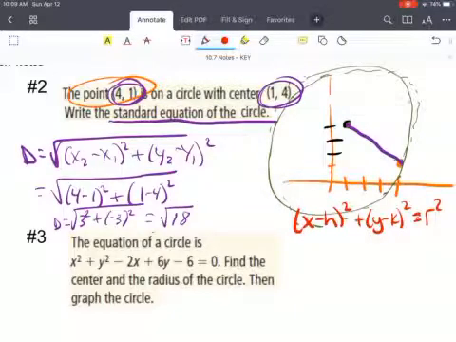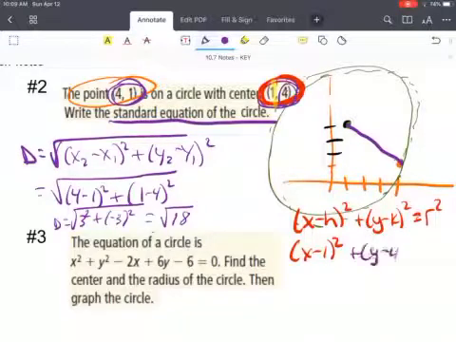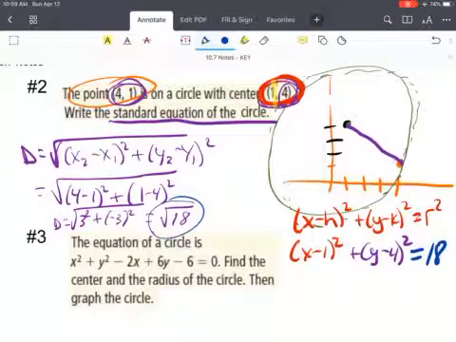So using the center point of (1, 4), it's going to be x minus 1 squared, and then y minus 4 squared. And then when you have the square root, we didn't even have to simplify this because it's going to be radius squared, so the square root of 18 squared is just going to be 18.